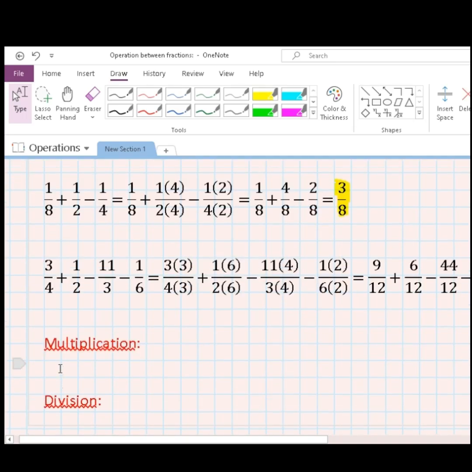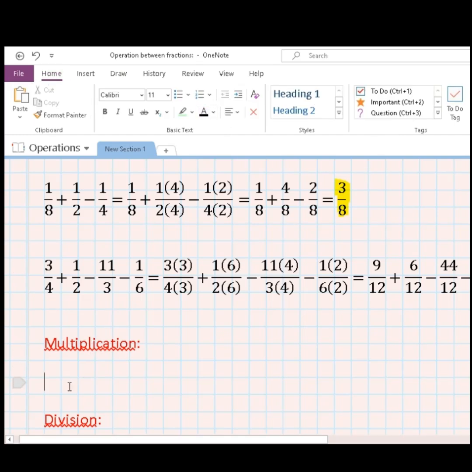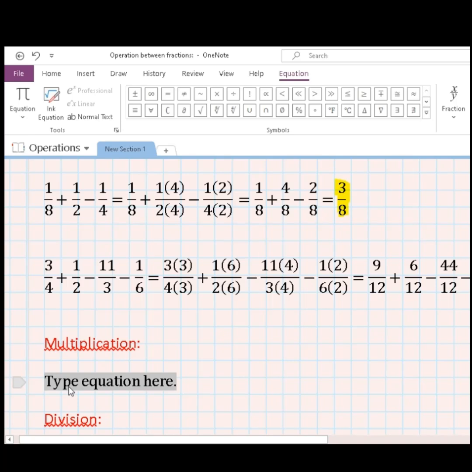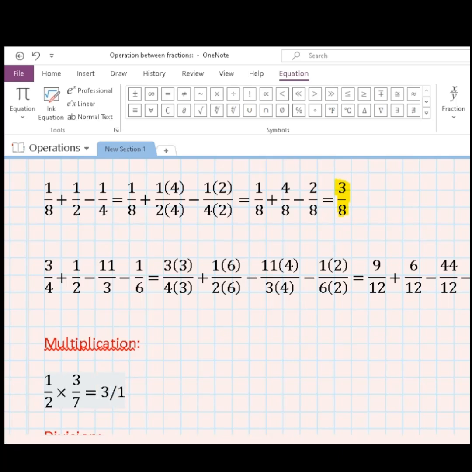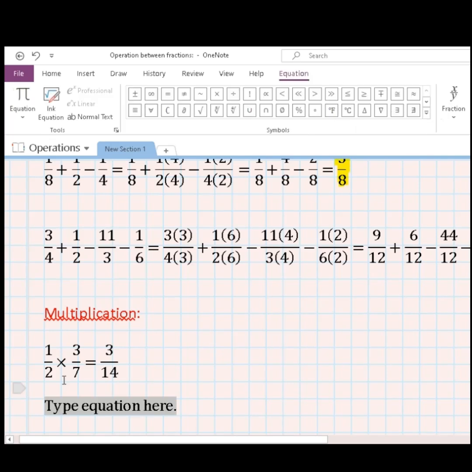Multiplication is the easiest operation between fractions. You will discover why. So here, for example, we can have something like 1 over 2 times 3 over 7. Then the only thing you have to do is to multiply numerator with numerator and denominator with denominator. It implies to multiply 1 times 3, which equals 3, over 2 times 7, which equals 14. Very easy. Now, try to do it by yourself.